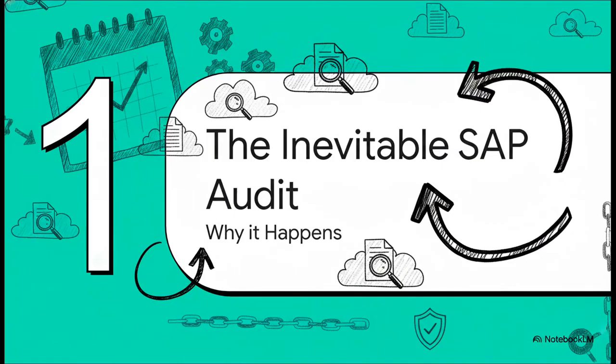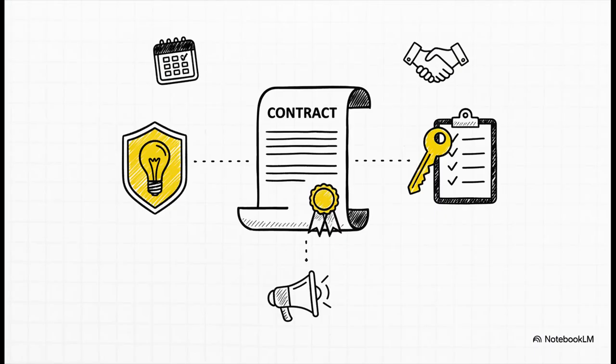Okay, first things first. Getting an SAP audit notice doesn't mean you've done something wrong. Honestly, for most companies running SAP, it's not a question of if it'll happen, but when. It's just a standard part of the deal, so let's get you comfortable with how it all works. At the end of the day, an audit is really just SAP using a right that's already in your contract. They just want to make sure you're using the software you've paid for and not anything extra.